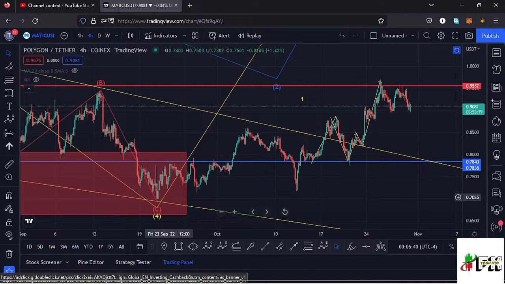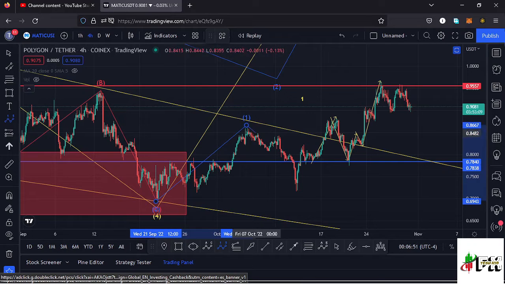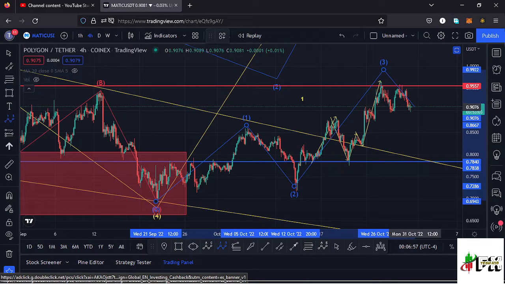Getting to the key scenarios that I expect to play out, basing it on the Elliott wave structures, after making our low down there at around the $0.69 mark, we saw this impulsive movement to the upper side in the formation of a first wave, then a wave 2, then this impulsive movement to the upper side in the formation of a wave 3, then I'm expecting a fourth wave, then a fifth wave to the upper side.